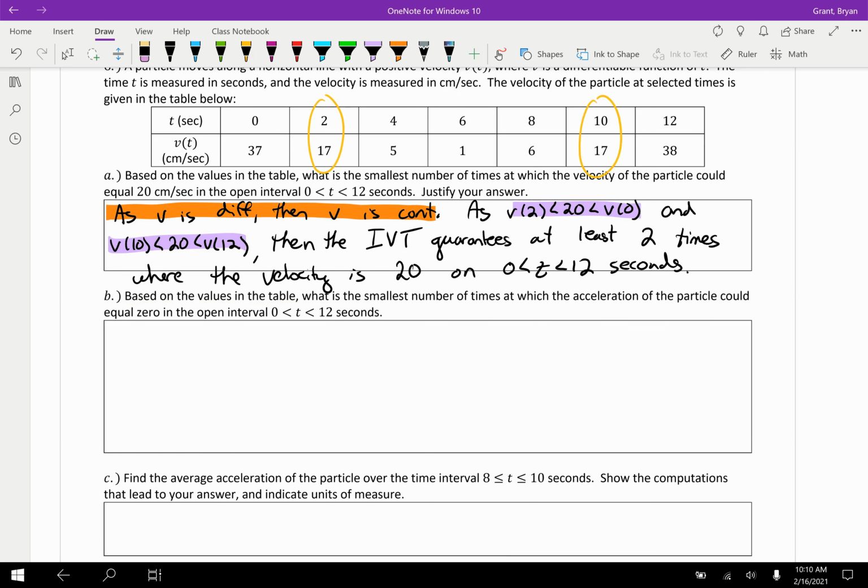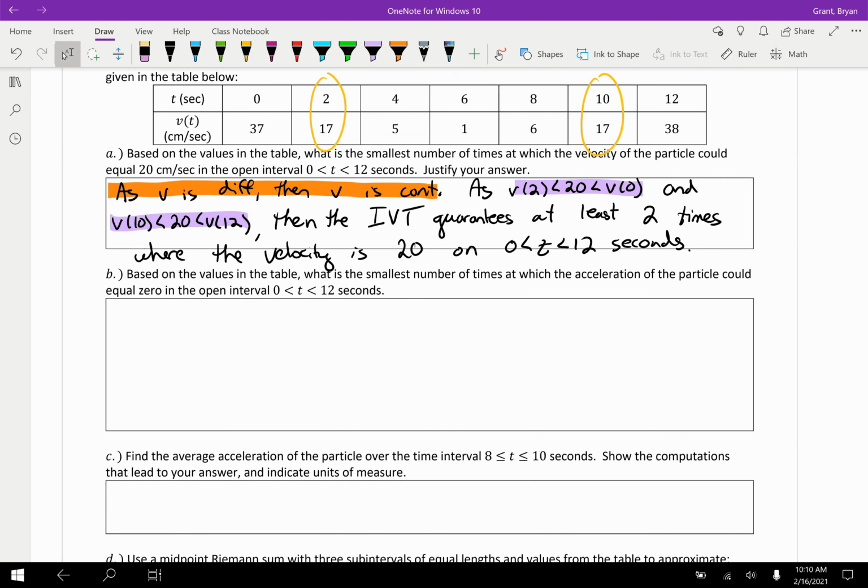So here we go. Mean value theorem. What do we need to show first? We need to show the slope of the secant line, the slope of these endpoints. So I'm going to find v of 10 minus v of 2 divided by 10 minus 2, our slope. And v of 10 was 17, v of 2 is 17, and this is 8, which is 0. Awesome. Because we're doing the slope of velocity, we are guaranteeing something about the derivative. So the smallest number of times at which the acceleration could equal 0, well, certainly one time. I don't see any of the same numbers up here, so I'm just going with 1 for now.